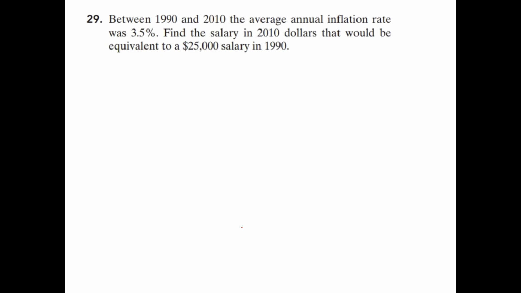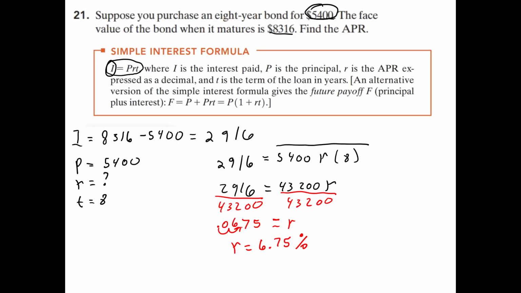So you need to know what formula to use and when to use it. You needed to know from reading this problem that bonds are calculated using simple interest. That's pretty much, as far as I know, in real life, the only thing that uses simple interest. Your bank accounts, your checking accounts, your credit cards, all that is compound interest.